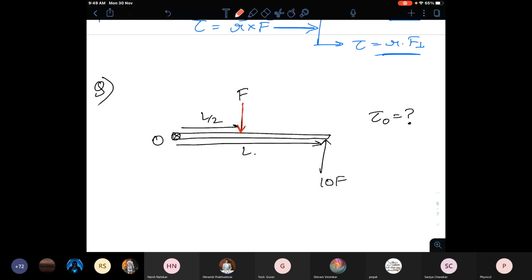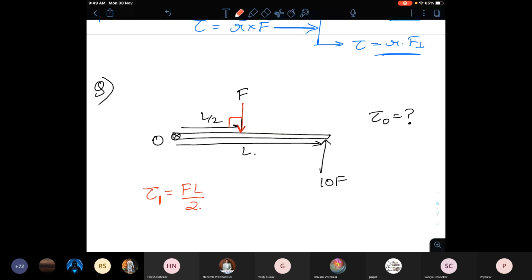If we are talking about the force F, the torque due to that will be tau 1. So torque due to this force will become FL by 2, because you can see that F and L are perpendicular. R perpendicular into F will be FL by 2. No doubt in that.